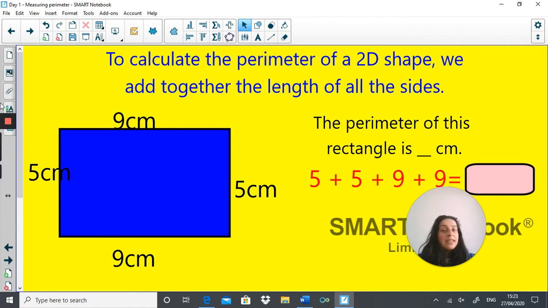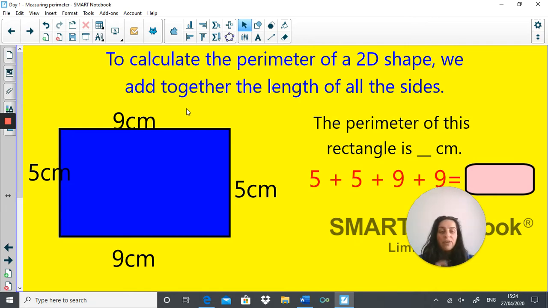So to calculate the perimeter of a 2D shape, we need to add together the length of all the sides. Now here, as you can see, we have a rectangle and next to each side of the shape, there is a measurement. This measurement tells you how long that side is. So the length of this side, starting from here, all the way across there is 9 centimeters. The length of this side is 5 centimeters. And the length of this side is 9 centimeters. And the length of this side is 5 centimeters.